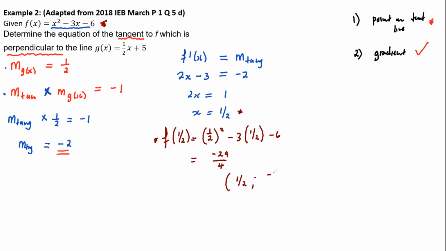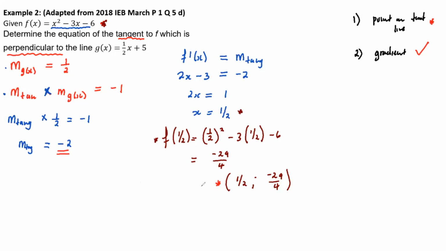When I was teaching you, I said to you guys, the point of contact is a point available on the tangent and also available on f of x. So this point is available on the tangent, yes. It's also available on f of x. It's a point of intersection. And what am I looking for? Go back to my question. What am I looking for?